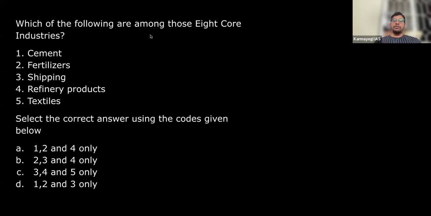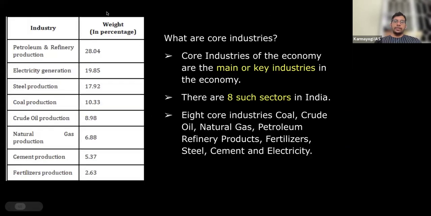Next one, which of the following are among the 8 core industries? Cement, fertilizers, shipping, refinery products, and textiles, they have given. So you can pause and answer. If you see, these are the 8 sectors: petroleum and refinery, highest weightage, then electricity generation, steel production, coal production, crude oil production, natural gas production, cement production, fertilizer production.